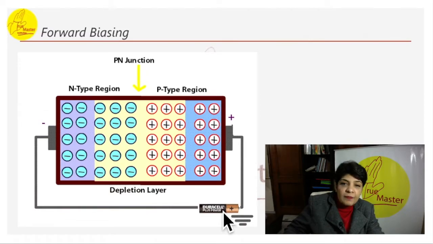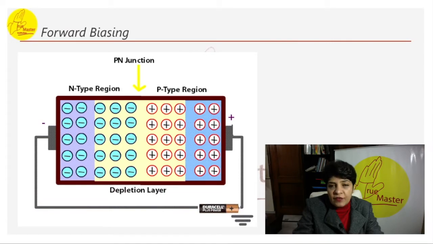So initially there was a barrier voltage that was developed here, which we have seen in the previous video. So here the barrier voltage was developed. This cancels out. The net voltage is going to be the subtraction of the applied voltage and the barrier voltage. Once this barrier is broken, that point will be called the knee voltage.